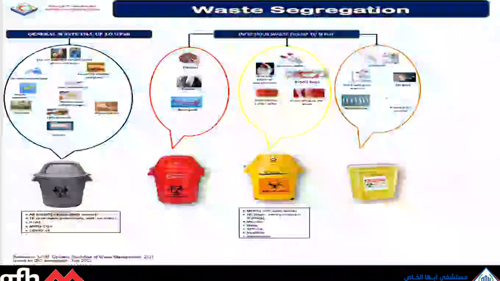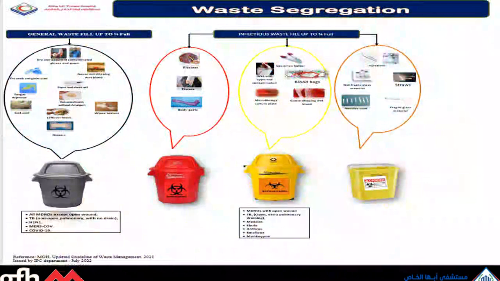What types of waste do we have? Until now, four types of waste. Number one, general waste, containing all ordinary and non-infectious waste. We have pathological waste, which is discarded in the red container, like body parts and placenta. All these are put in the red bag.